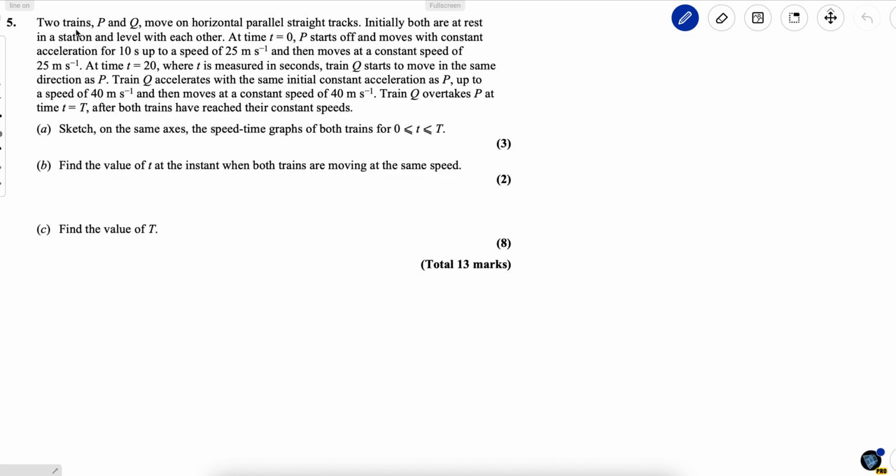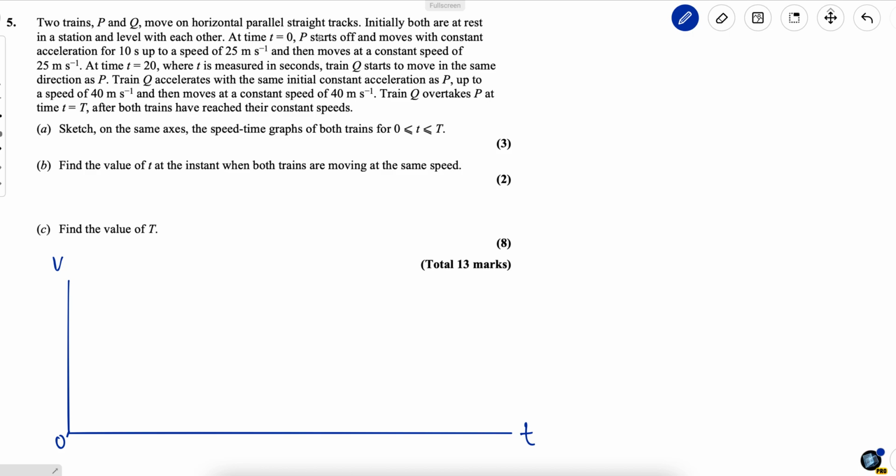This question is about two trains moving along horizontal parallel straight tracks. The first part of the question, just glancing down, is to draw a sketch on the same axes for the speed time graphs of both trains. So I'll set that up now and do that as I'm reading through the question. Initially both are at rest in a station and level with each other, so they'd both be here at the origin. Just label velocity and time there.